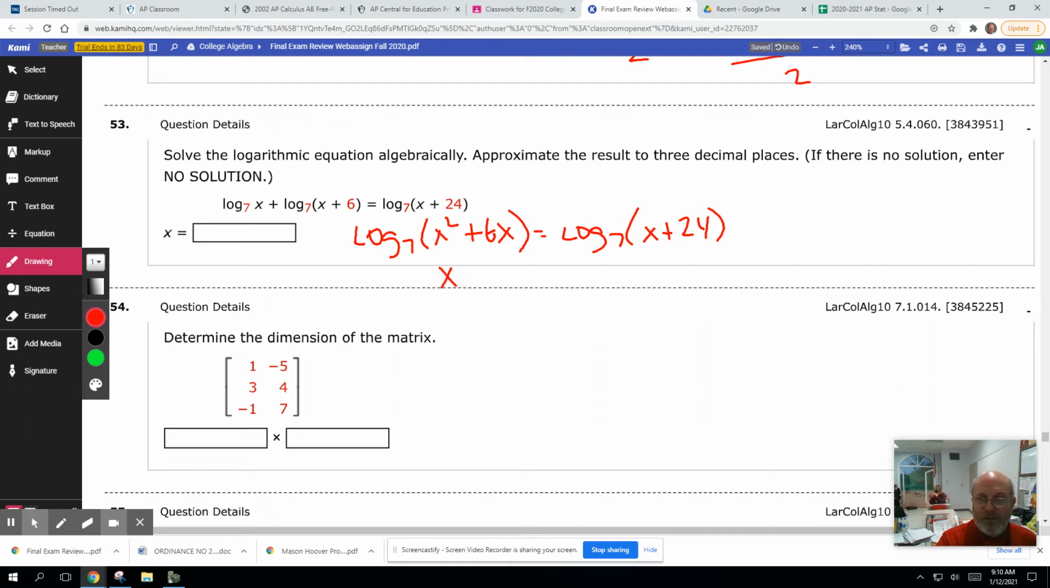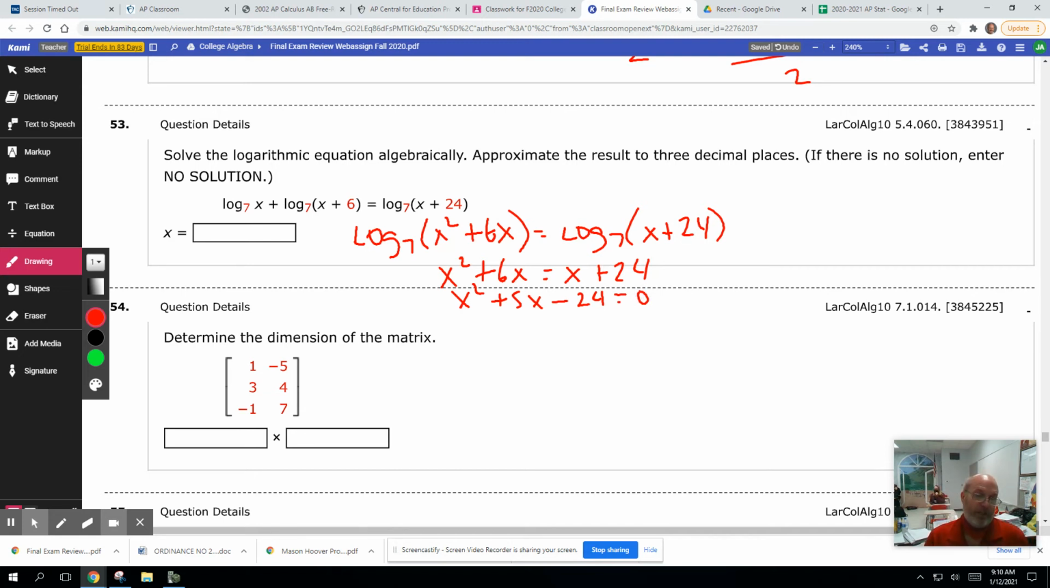So we can just cancel the logs because they're the same base. So x squared plus 6x has to equal x plus 24. This is a quadratic equation, so I'm going to get everything equal to 0. I'm going to get x squared. I'm going to subtract x and get plus 5x, and then subtract the 24.